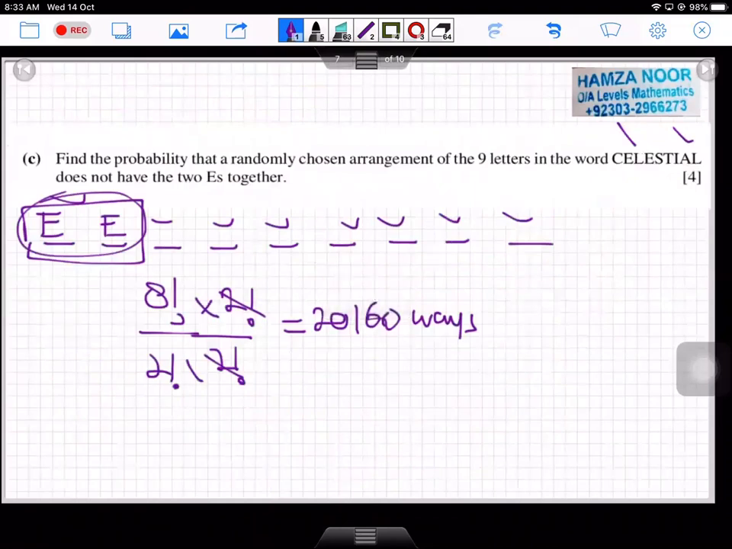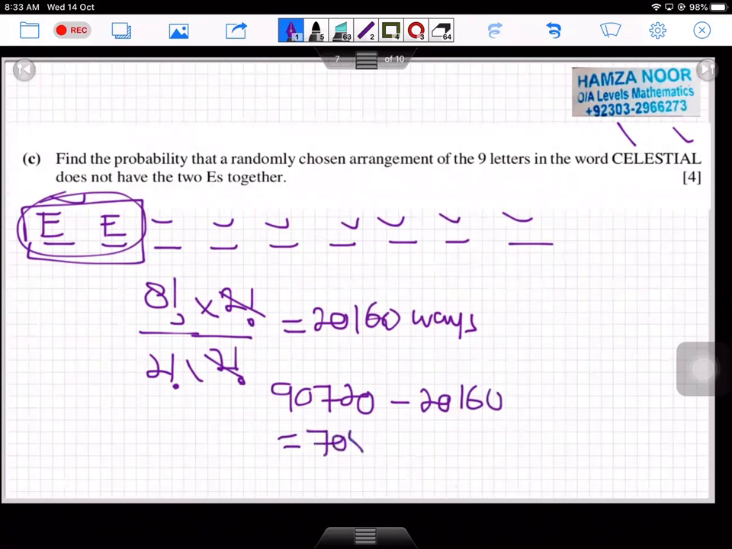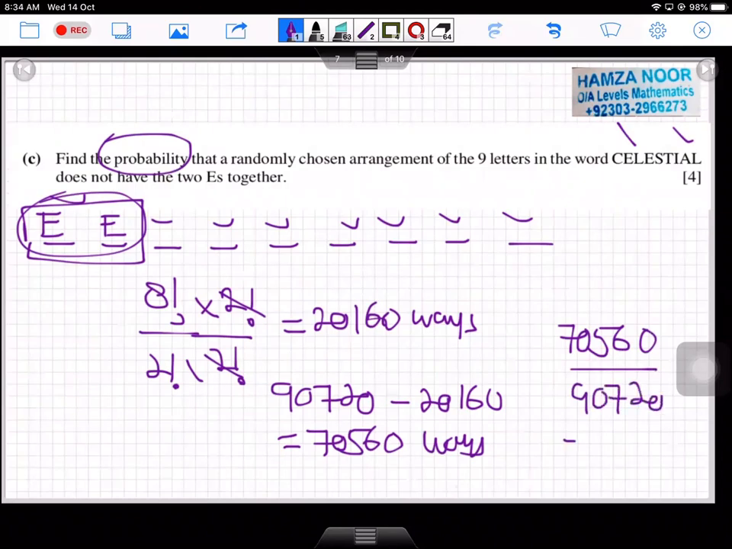So 90720 is the total possible arrangements. I'm going to take away 20160 from this. So I'm left with how many ways? 70560 ways. But wait, read the requirement again. The question is asking about the probability. So 70560 divided by total possible arrangements 90720. This is 7 over 9. 7 over 9 is our answer, or 0.778.